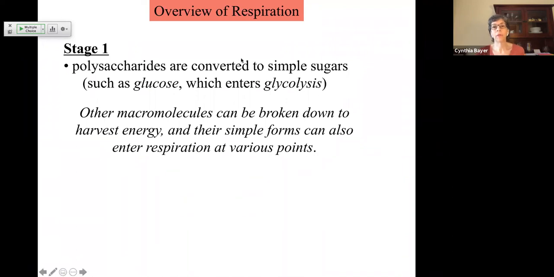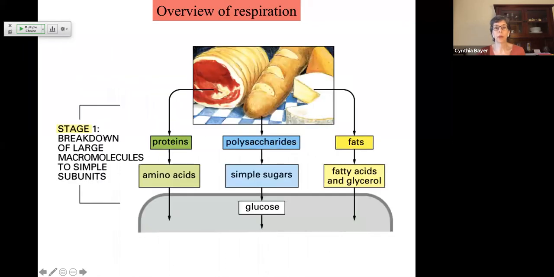Any of those have to be first converted to smaller subunits. We're usually going to follow, and we will be following, the breakdown specifically of glucose. And glucose will enter glycolysis, a specific series of reactions breaking down glucose. So again, energy can be harvested from any of our food, fuel, macromolecules. Proteins broken down to amino acids, polysaccharides broken down to simple sugars, fats broken down to their fatty acids and glycerol. All of those can enter cell respiration, but we're following the breakdown of glucose specifically.